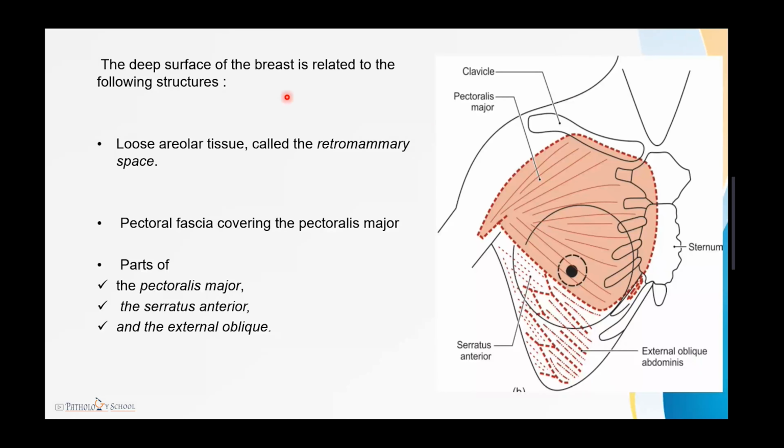The deep surface of the breast is related to the following structures. First is the loose areolar tissue called the retromammary space, then the pectoral fascia covering the pectoralis major, and parts of the following three muscles: the pectoralis major, the serratus anterior, and the external oblique. The importance of this space is that the breast moves freely around it. If there is no free movement, then the carcinoma or tumor has involved the deeper tissues.